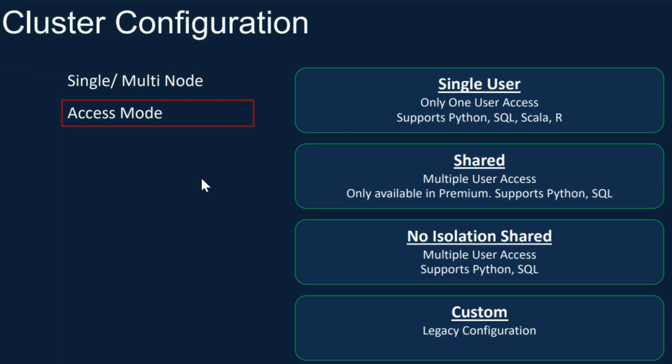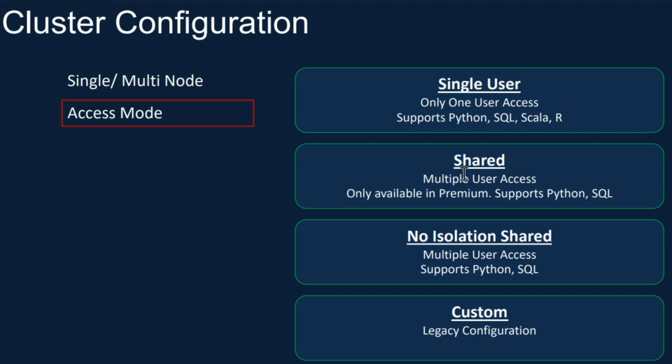Then we need to define the access mode. There are four different types of access modes available at the moment for the cluster. First, as the name suggests, single user access mode only allows a single user to access the cluster. It supports all four languages: Python, SQL, Scala, and R.